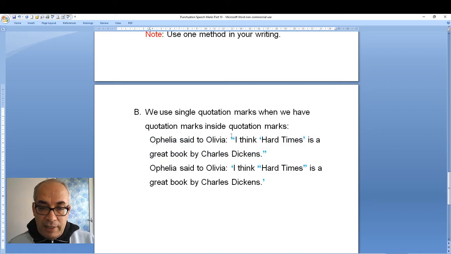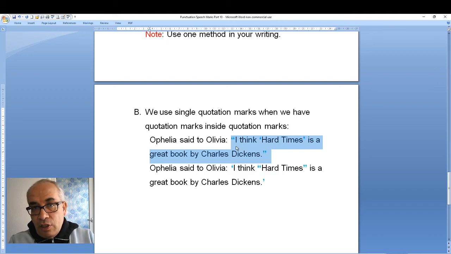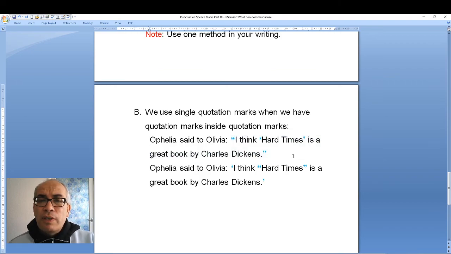This is what Ophelia said. Ophelia said this sentence. Before the sentence use quotation marks, after the sentence use quotation marks, and inside the sentence you can use single quotation marks. Because most of the time, as I said, if you take something from a book or a newspaper or an article or the internet, try to put it between quotation marks to show this is not your writing, this is not what you said.